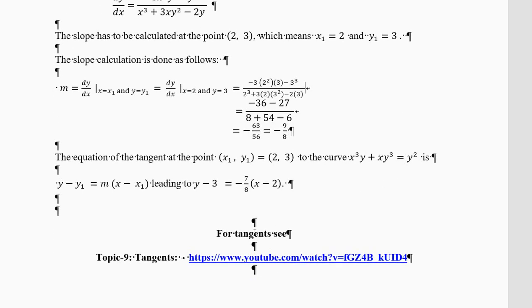Now what is the equation of the tangent? Y minus y1 equal to m into x minus x1. We have seen this in the previous handout, leading to y minus 3 equal to slope, which is minus 9 by 8, not 7 by 8, minus 9 by 8 into x minus 2, x minus x1, x1 equal to 2. So the equation of the tangent is y minus 3 equal to minus 9 by 8 into x minus 2. Do not do anything more to the equation of the tangent, just leave it at that.